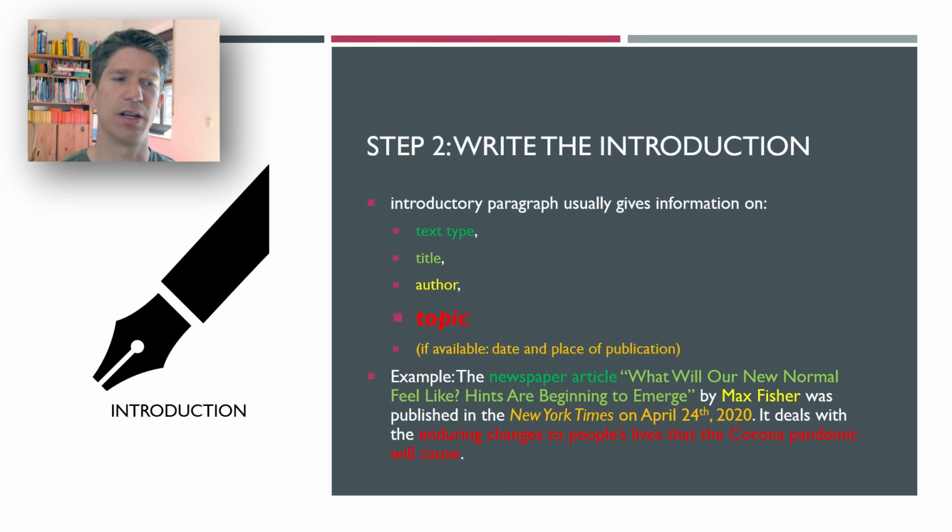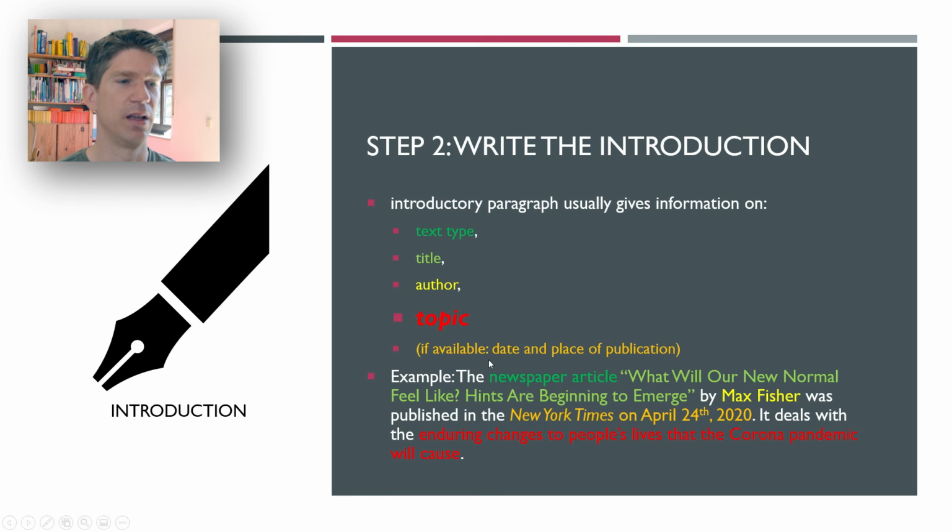Let's go through this example I created. And as you can see, I marked the sentences here, these 2 sentences, with the same color as the bullet points up above there. So the text type is a newspaper article. The title is "What Will Our New Normal Feel Like? Hints Are Beginning to Emerge." The author of this article is Max Fisher, and we have date and place of publication: the New York Times on April 24th, 2020. So New York Times means it's in New York. I don't have to add that.